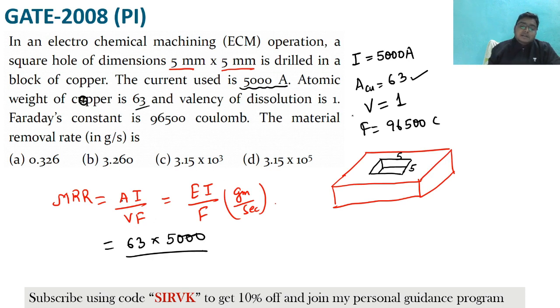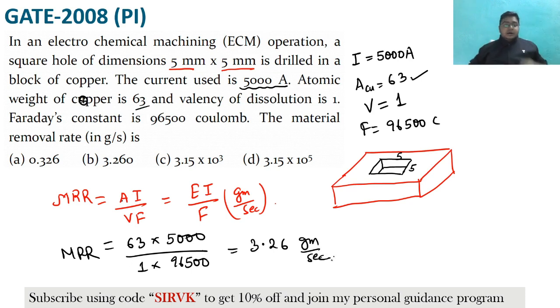What is the valence? Valence is given as 1. Yes, it is given as 1. What is the Faraday constant? 96500. Put it here, 96500. So in this way, you can find the MRR, which will be coming to be around 3.26 gram per second.